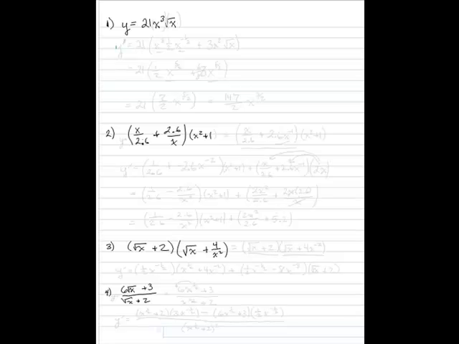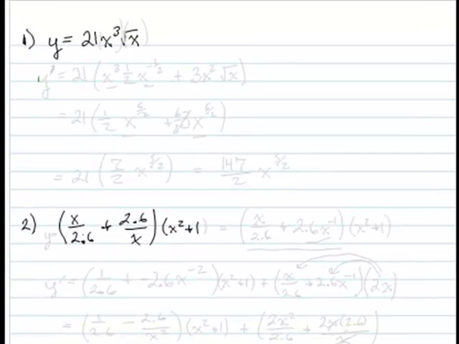So to find y prime for this first one, we're going to use a product rule. And our two parts of the product will be this part and this part. So y prime will equal 21 out front. And let's use some parentheses.